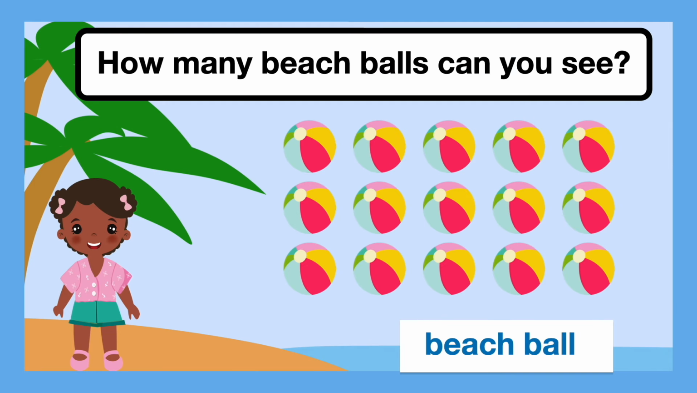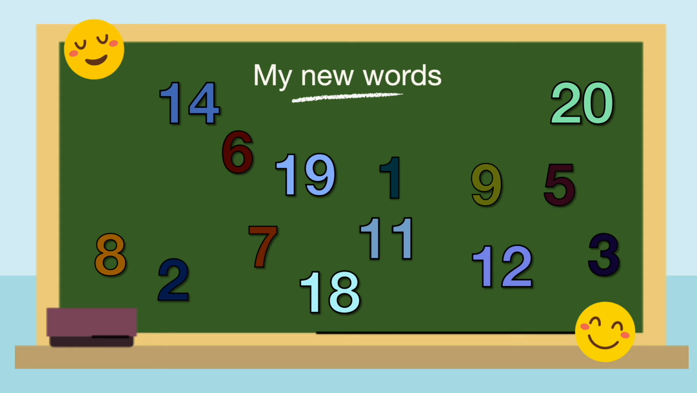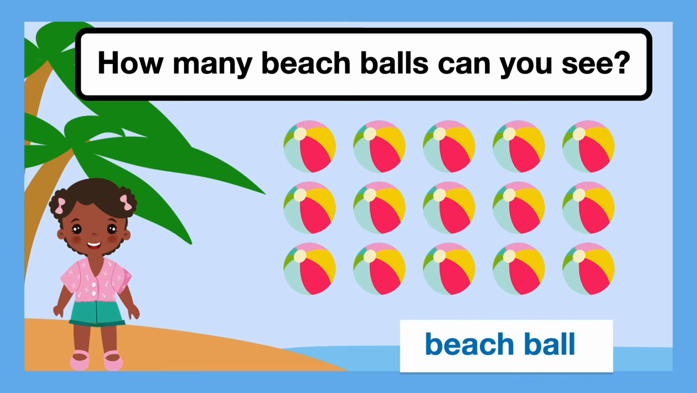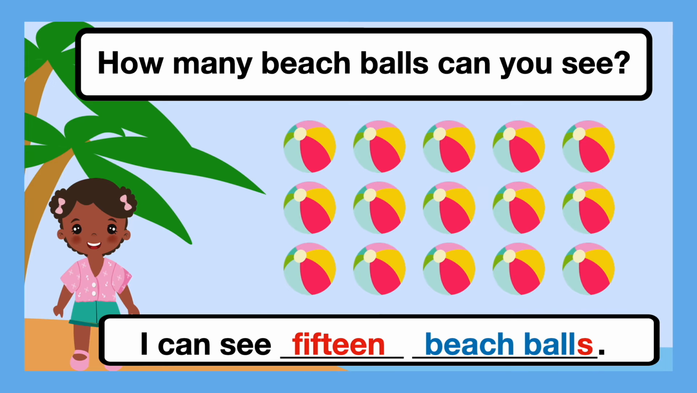How many beach balls can you see? 15, 17. Today, we're going to learn the numbers from 1 to 20 and practice asking and answering questions using them. Let's take a look at the numbers from 1 to 20 first.